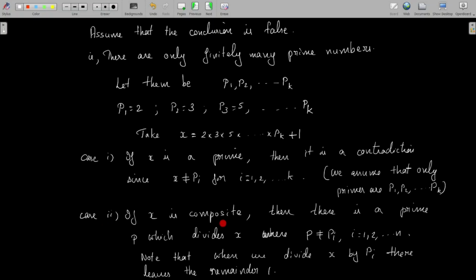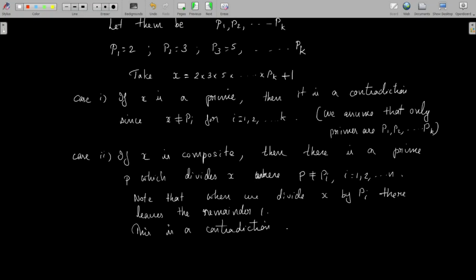Case 2: if x is composite, then there is a prime p which divides x, but this prime p is not equal to pi for i equal to 1 to n, because we already noted that when we divide x by the prime pi, there remains a remainder 1. So, none of the pi's are divisors of x. So, if there is a prime p which divides x, that prime p does not belong to the set p1, p2, etc., pk. So, here also we arrive at a contradiction because we assumed that the only primes are p1, p2, etc., pk. So, in both the cases we arrive at contradictions.